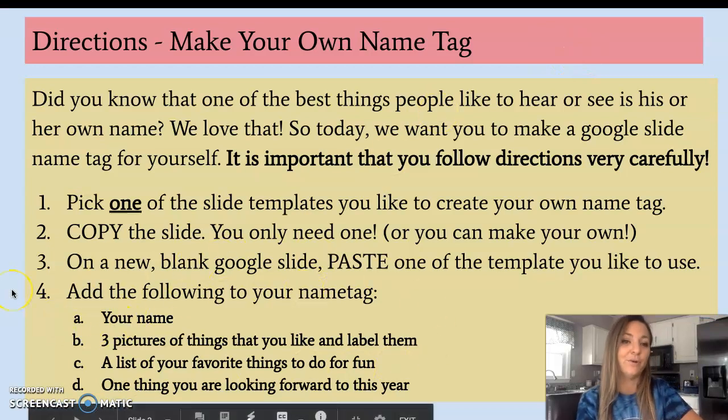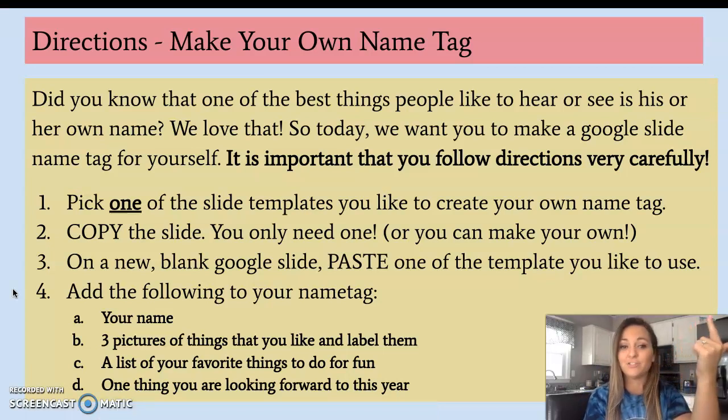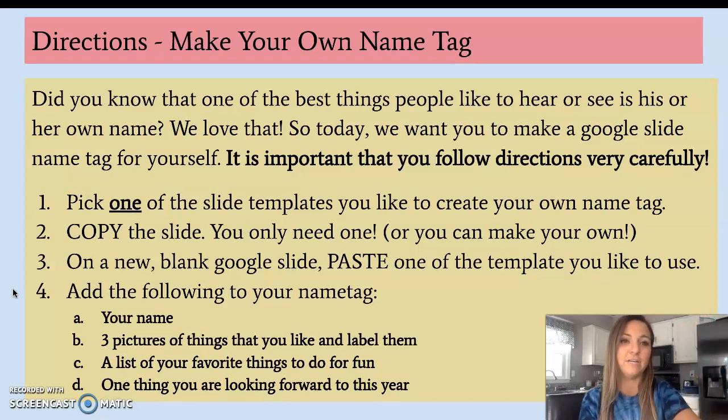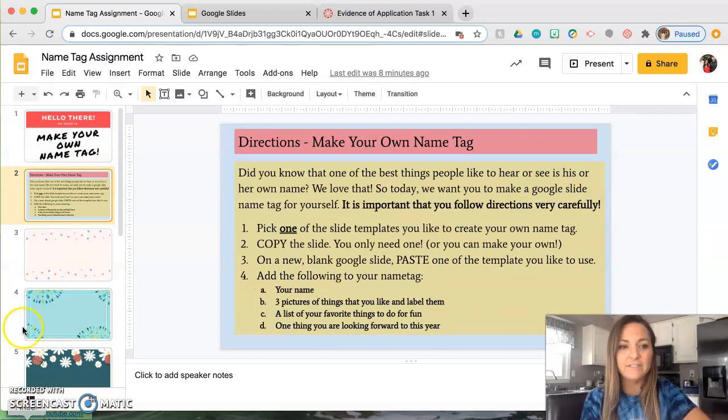Here's the directions of what you have to do. On your name tag, you need your name, 3 pictures of things that you like, and you need to label them, a list of your favorite things to do for fun, and then one thing you're looking forward to this year. And so if we get out of this, we can start looking at some of these templates, okay?